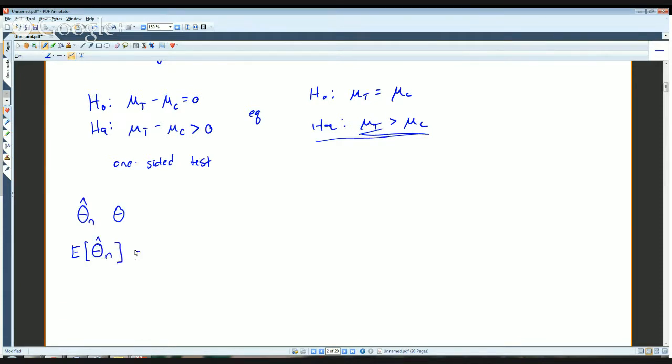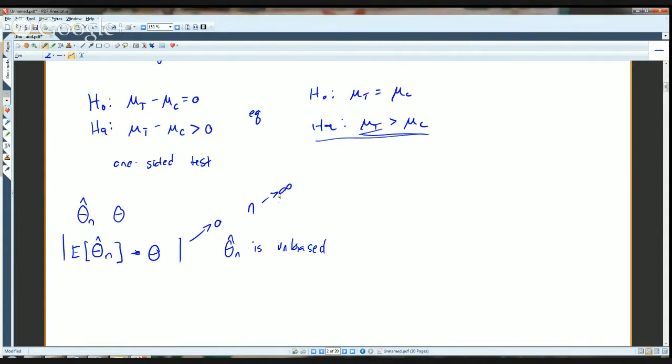So if this is true for all n, that is, if the expected value of theta hat sub n is equal to theta, then we're going to say that theta hat, the estimator, is unbiased. It's not an asymptotic property, if it's true for all n. If it's not true for all n, but maybe this goes to 0 as n goes to infinity, then we might say theta hat sub n is asymptotically unbiased. So there's a difference between being unbiased and being asymptotically unbiased.